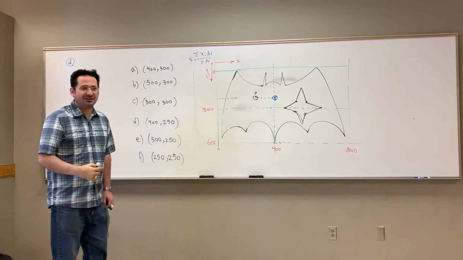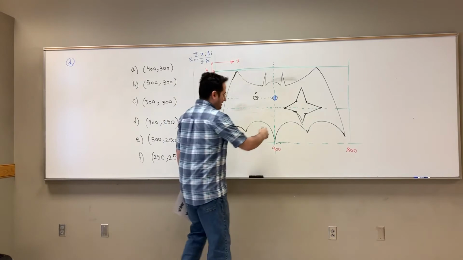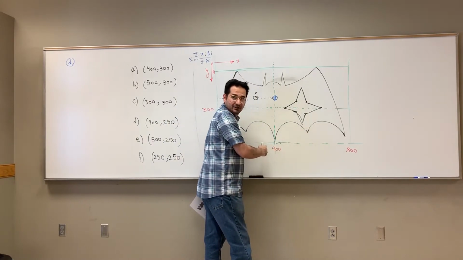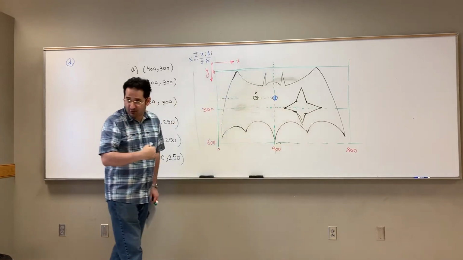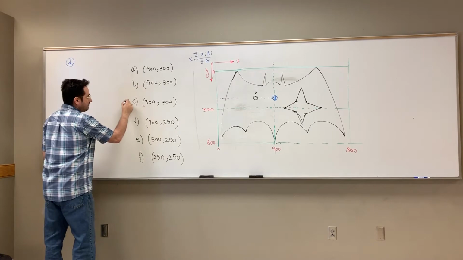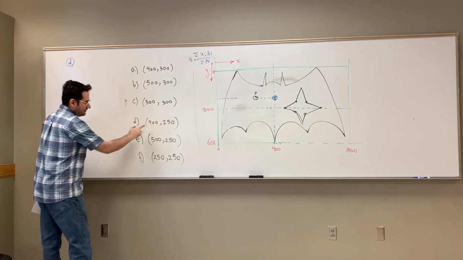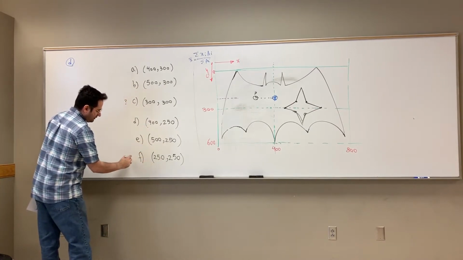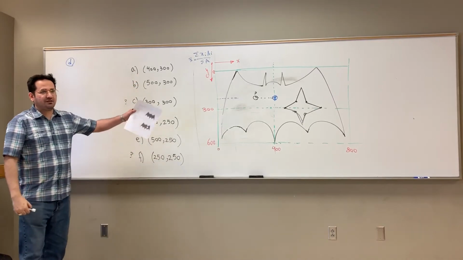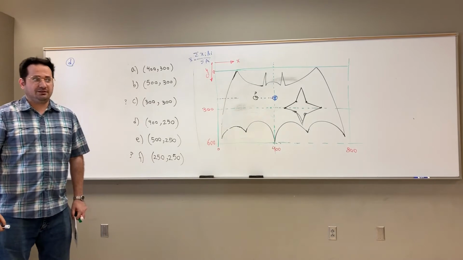So what can I say? Again, not 400, not above 400. So it should be smaller than 400. Which one is smaller than 400? Either this one, not this one, not this one, or this one. Not this one, not this one. These are the only options that are smaller than 400.